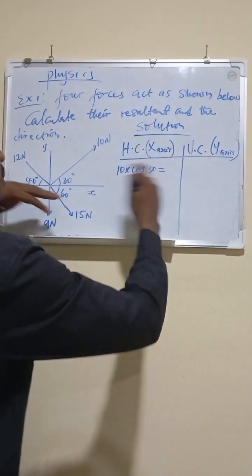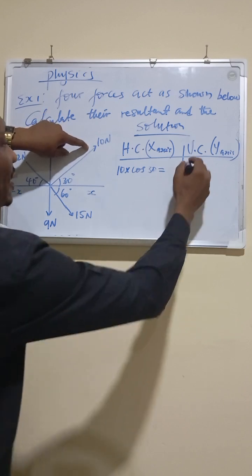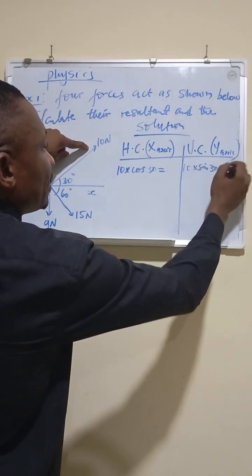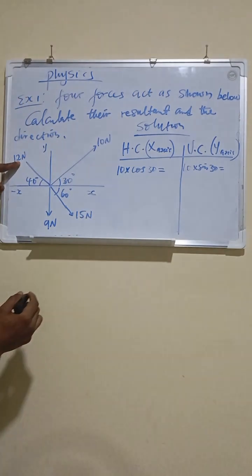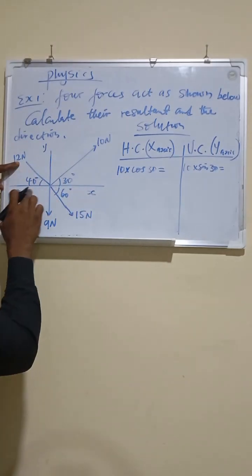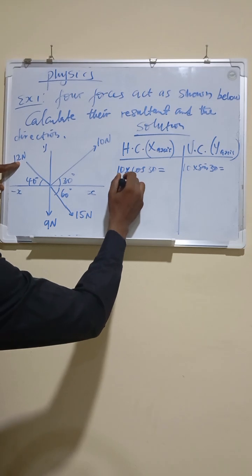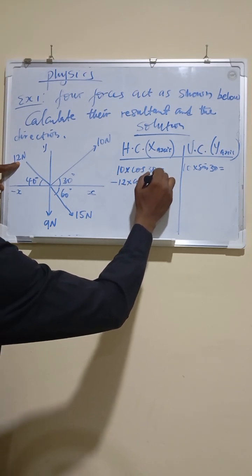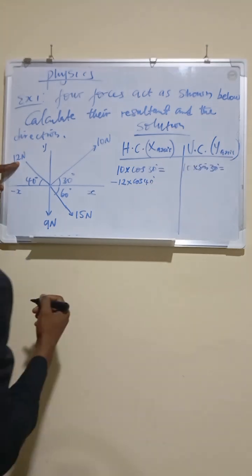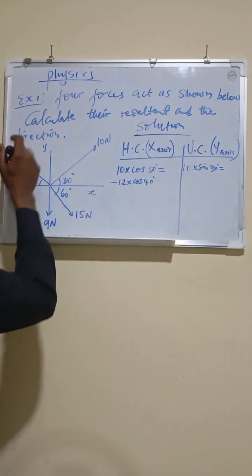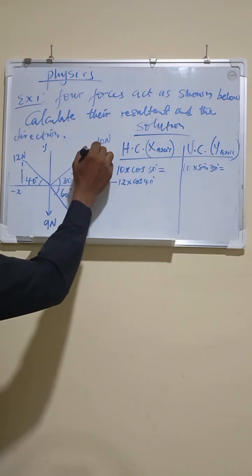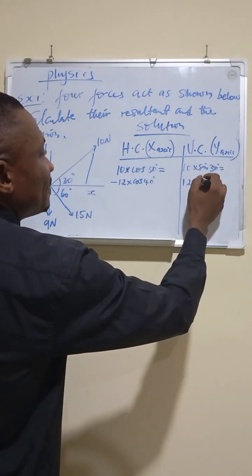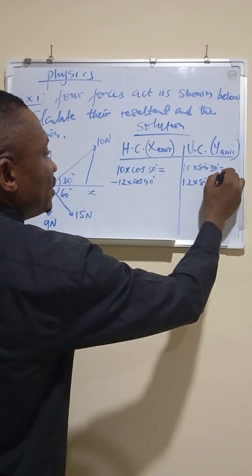Now let's resolve before we put the values. Again, 10 times sine 30. The next one is this force. Here x is negative, so it will be minus 12 times cos 40 degrees. Here y is still positive, since y is positive here, so 12 times sine 40 degrees.